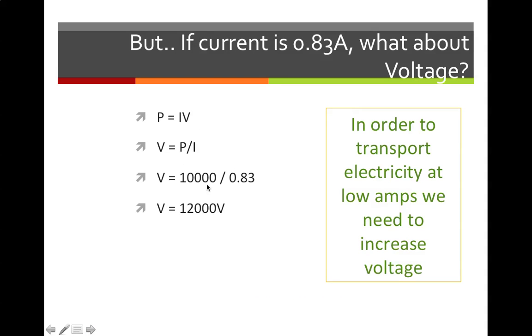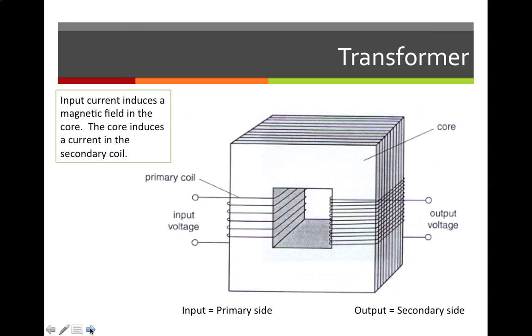So the problem is, of course, if we're running at 0.83 amps and we have 10,000 watts, that means we're running at hugely high voltage. And you've probably heard that before, right? You see the signs, high voltage power lines, right? Well, that's what it is. We run at high volts so that we can send the same amount of power with a low amperage, a low current. Okay? So in order to transport electricity, we need to increase volts, and that's what happens in the transformer.